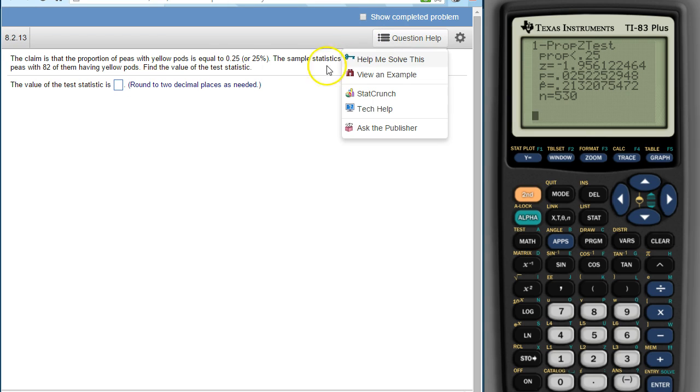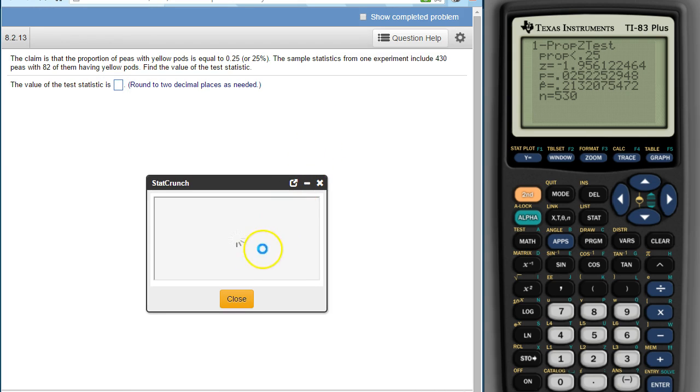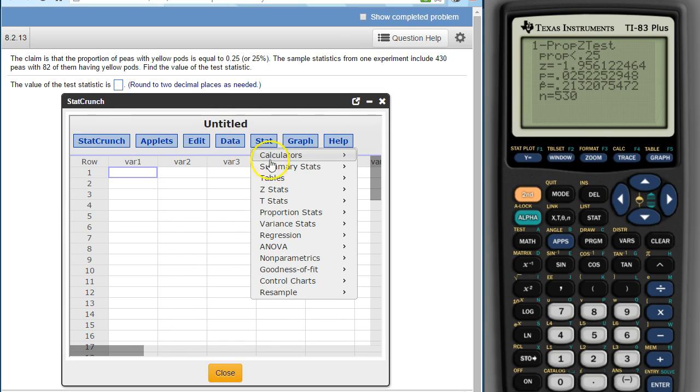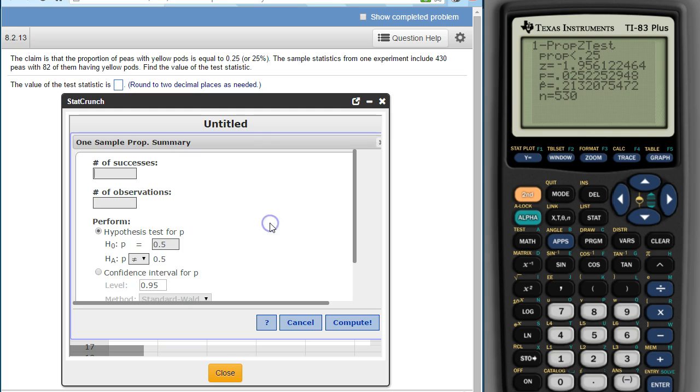Alright, now let's do it with StatCrunch. Okay, I got a different problem. Same problem type, different numbers. So let's go to StatCrunch. For this I need to do Stat, Proportion Stats. Again, it's because of a proportion up here. And then One Sample, With Summary.